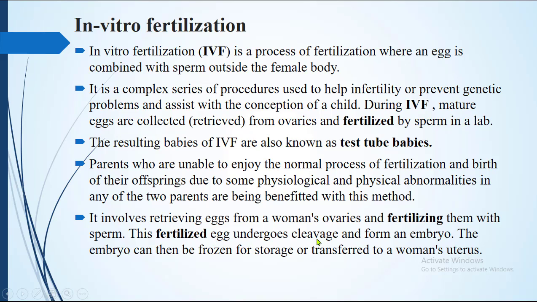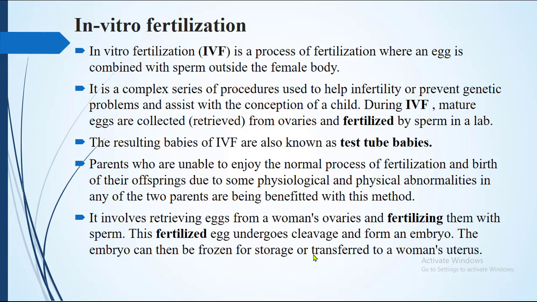This fertilized egg then undergoes cleavage and forms an embryo. The embryo can then be frozen for storage, or it can be transferred to the woman's uterus soon. So it can be frozen for many years as well. Recently there was news that an embryo was frozen for 27 years, and recently it was implanted into the uterus and a baby girl was born. So this is an amazing process.